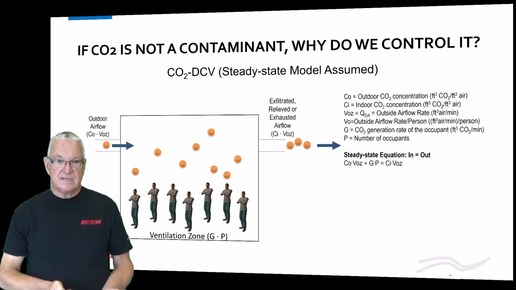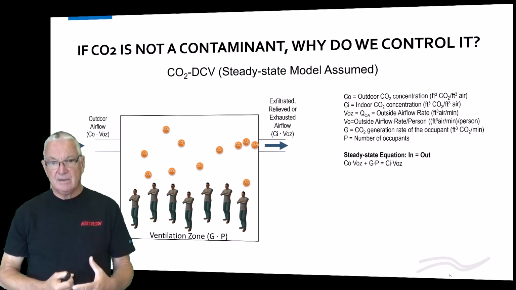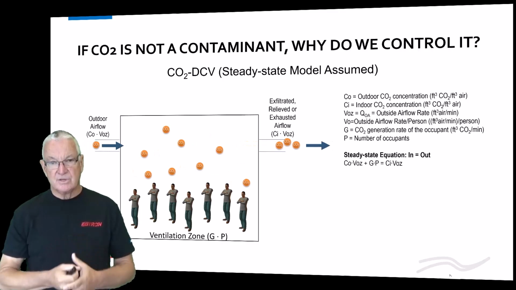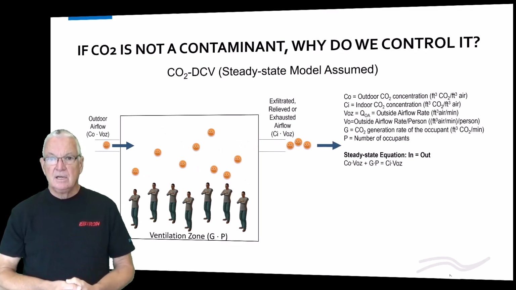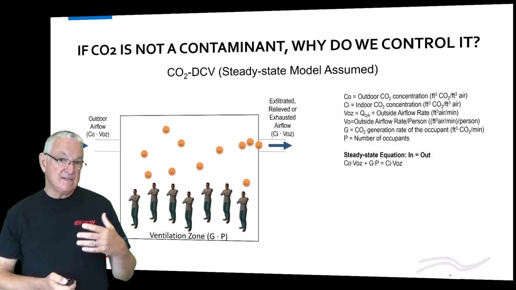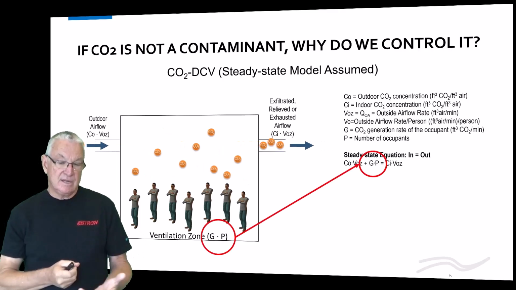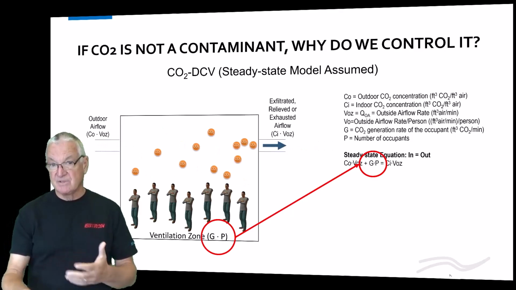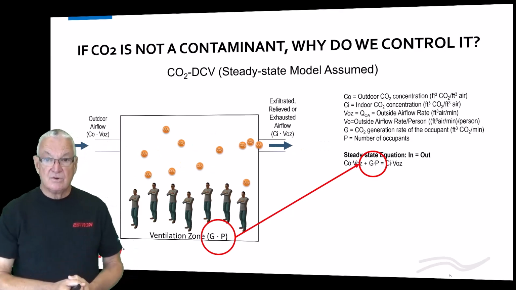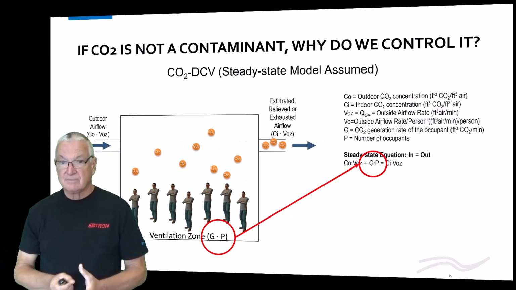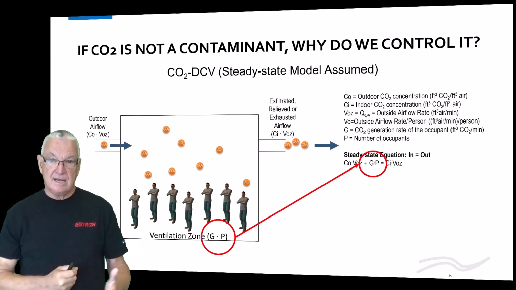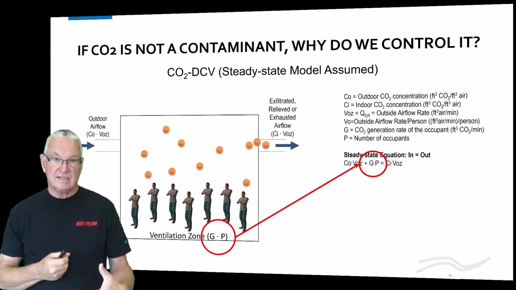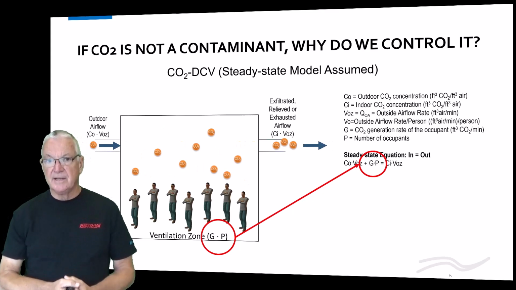The second term in the steady state equation is going to be the occupants. In this case, we have a fixed number of occupants and they're all producing CO2 at the same rate. So basically we have the number of people times the CO2 production rate, G times P. G is the CO2 production rate, P is the number of people. That's dimensionally the same as the first term, COVOZ. So this is creating a valid steady state equation.